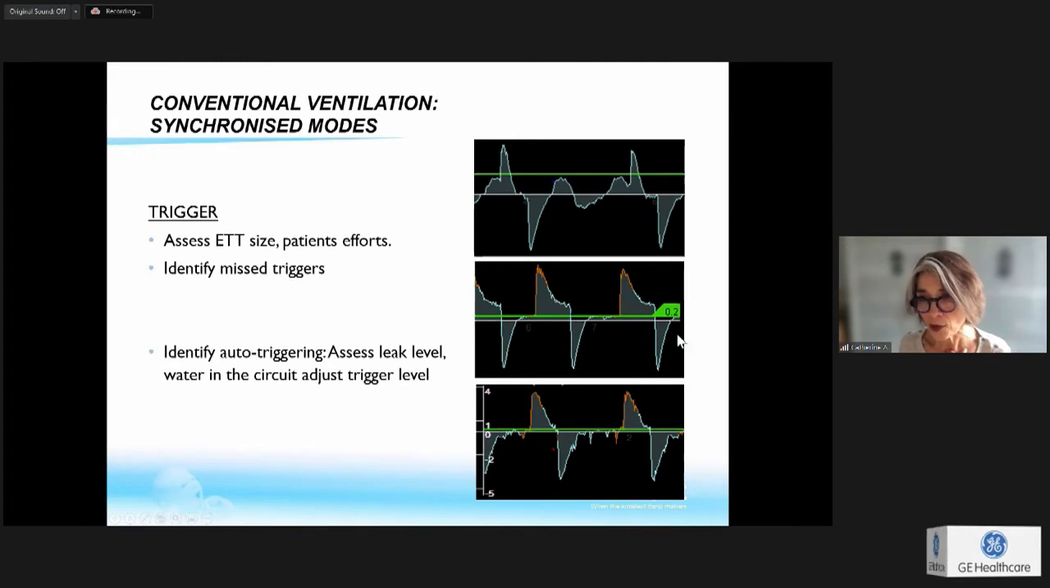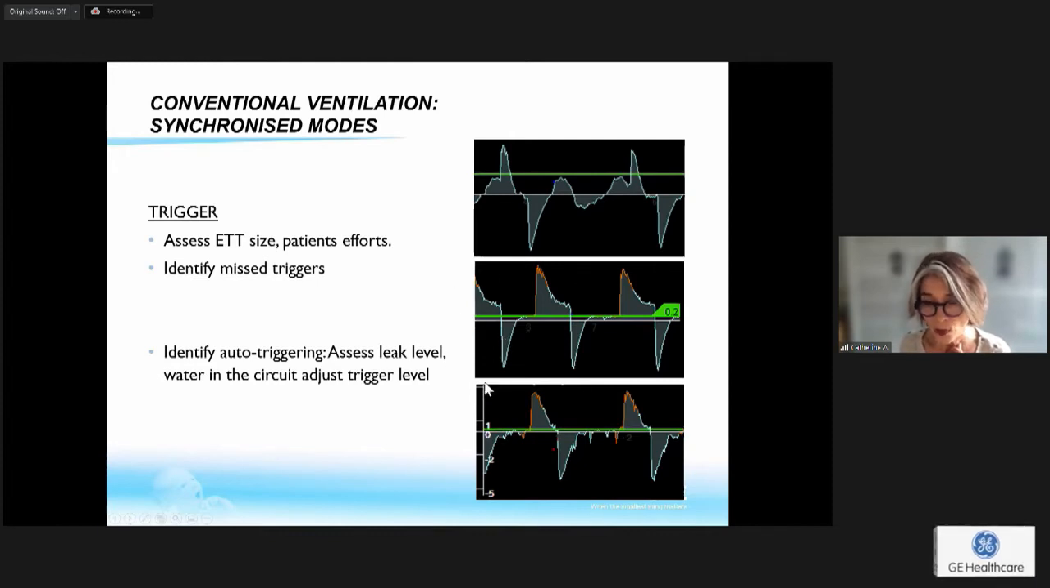Okay, so be careful if you use a very low trigger because you have a risk with a high level of leak. That's why we don't like leaks, because you have a risk of auto-triggering. The other factor which might give you some auto-triggering is whenever you have a lot of water in the circuit. When you have water in the circuit, you see you have some artifacts with the flow moving like that, and you might have at one point of time the flow crossing the flow trigger, and the ventilator might think at that time that the patient is taking a breath and push some breath.